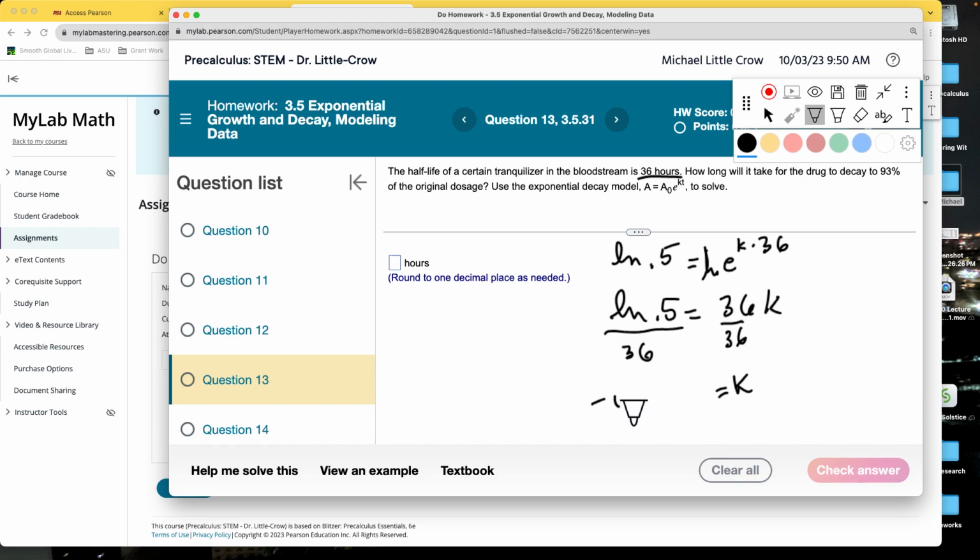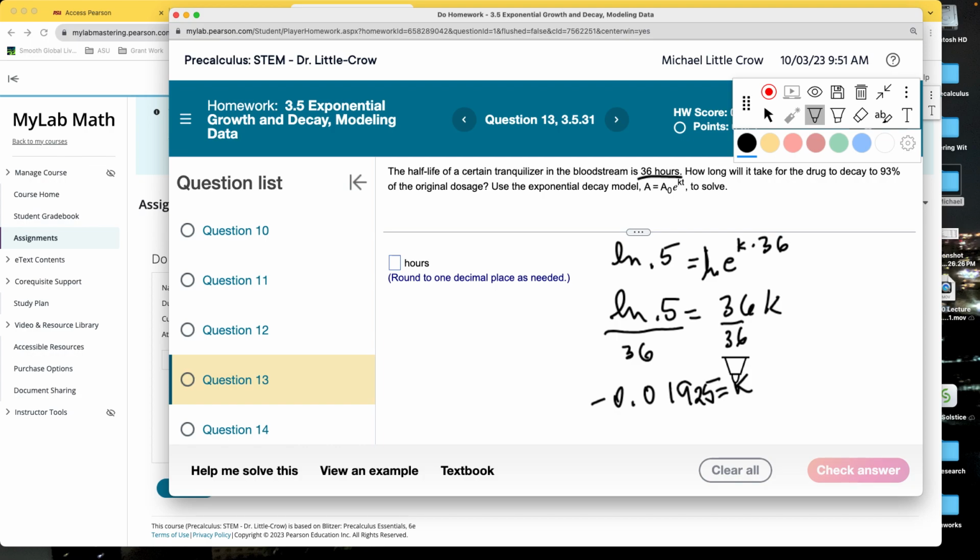We get negative 0.01925. Five decimal places should be enough. I don't know how much accuracy they're going to want. Be careful. They say to round to 1 decimal place, but you don't want to do that during the calculations, right? If we rounded this to 1 decimal place, it'd be 0.0. So no, we don't want to round at this place. But this is not our answer. This is not what we put in.